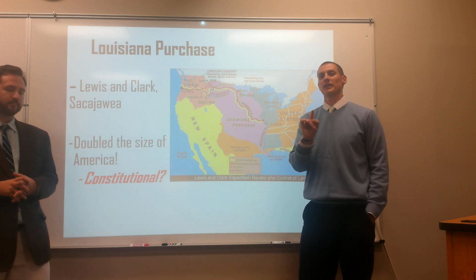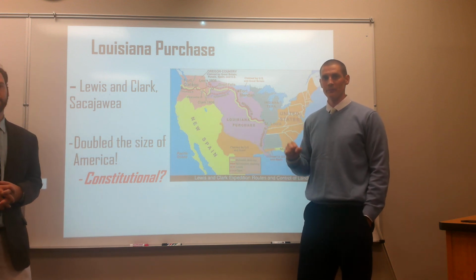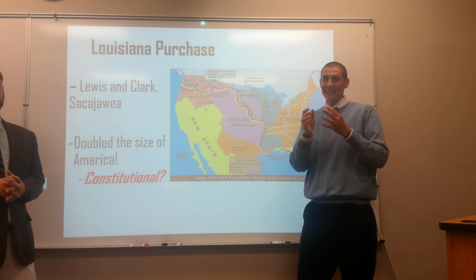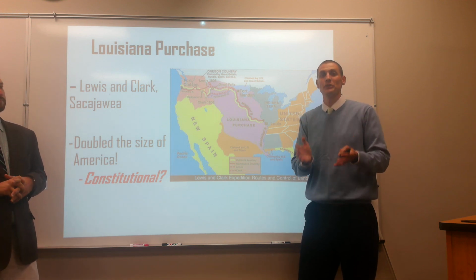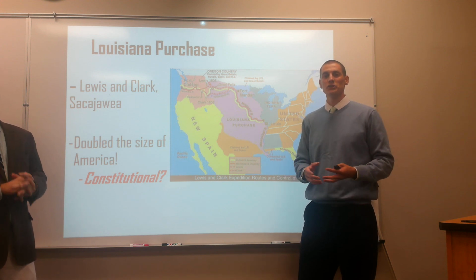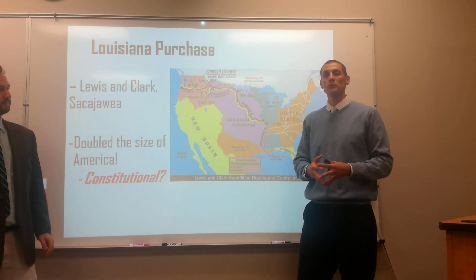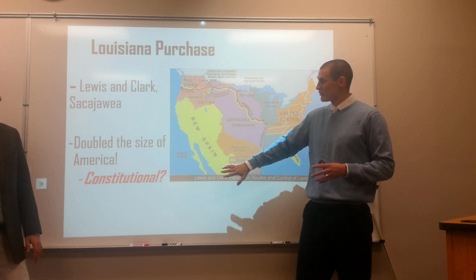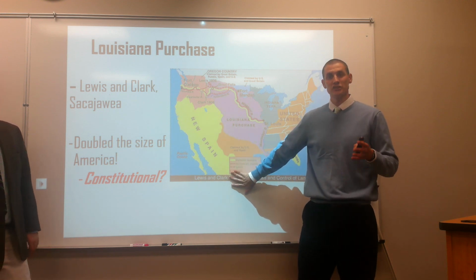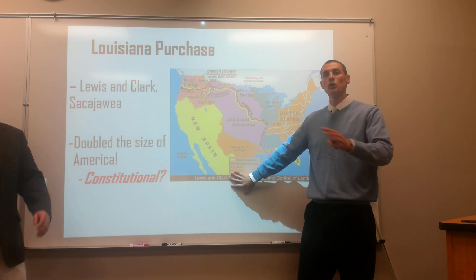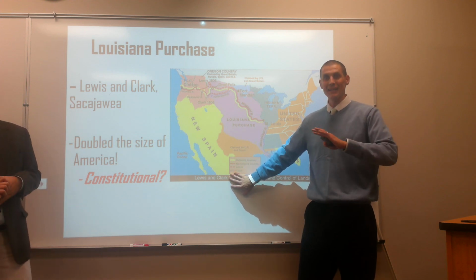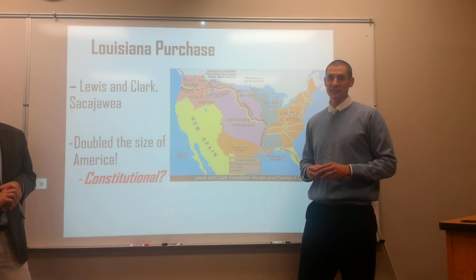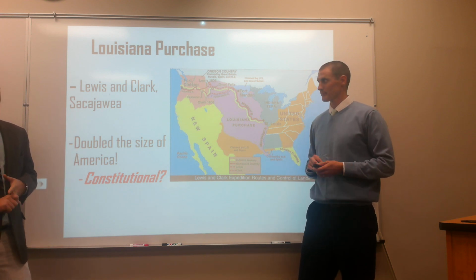Now, the big question here is, is this constitutional? Thomas Jefferson realized he's a strict constructionist, right? If it doesn't say it in the Constitution, you can't do it. Well, nowhere in the Constitution does it give the president the power to purchase land without asking anyone. So this was a very difficult decision for Thomas Jefferson to make. He thought it was too good to turn down, so he had to do it. But he even acknowledged he might be exceeding his constitutional authority.